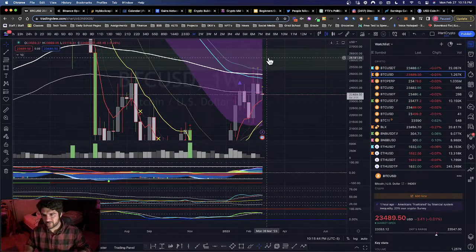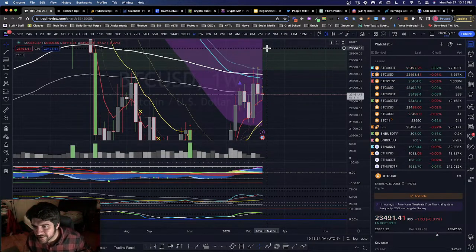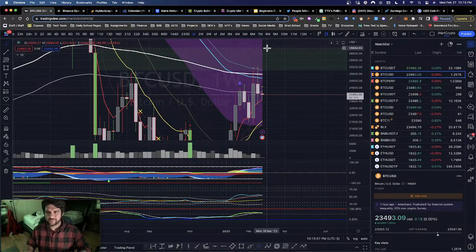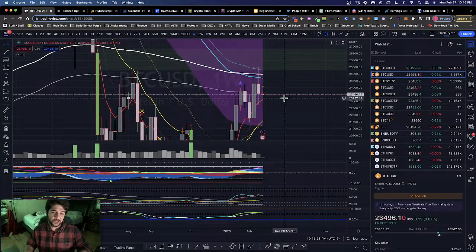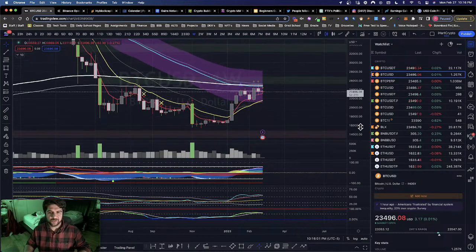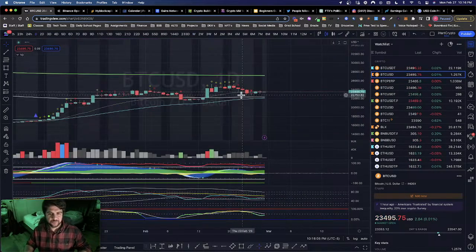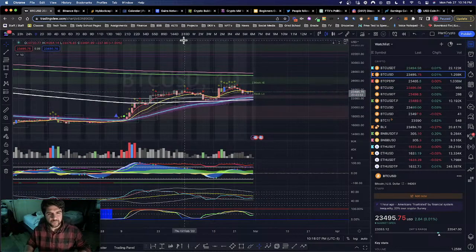Maybe about 26.8, take the rest of this green volume up here. You could even come up to 26,880, and they could claim the rest of that green zone on the weekly time frame. It could happen. All right, so that's your weekly.